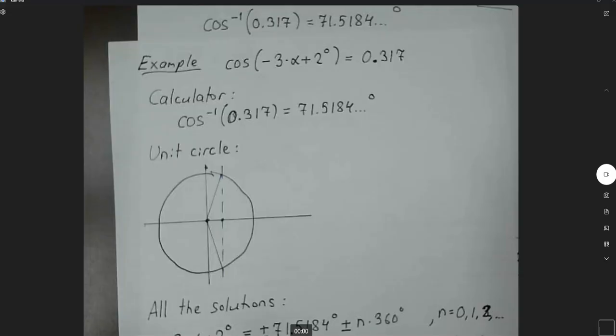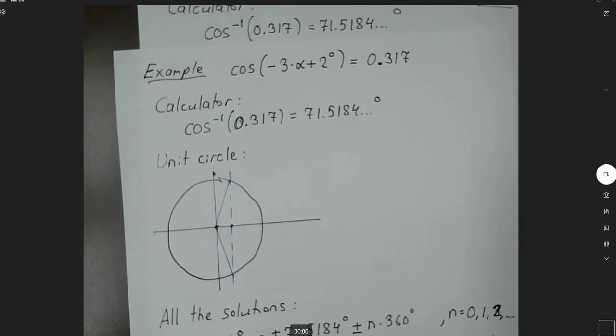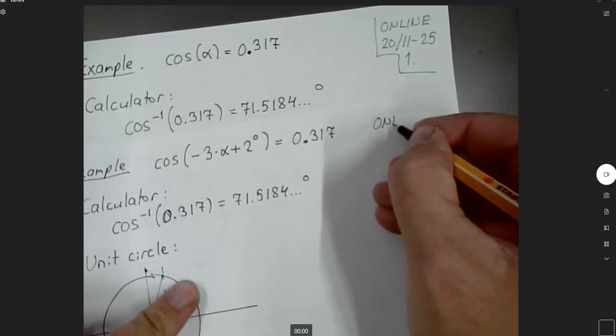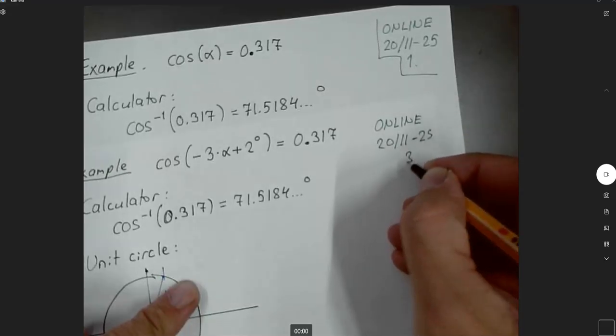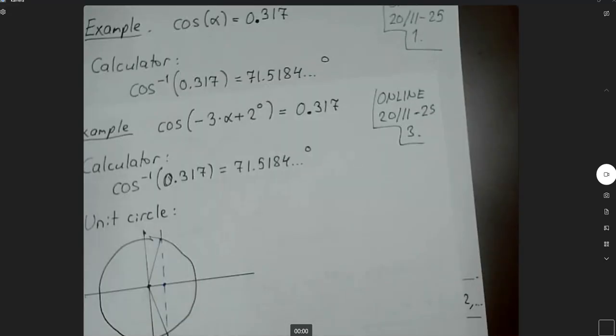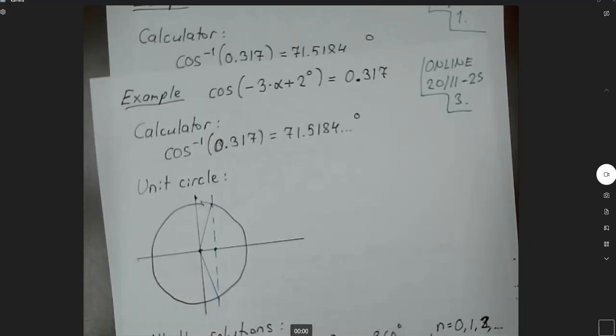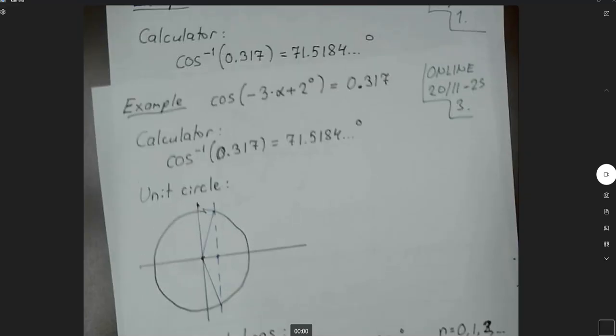Okay, and now I think I will give you some exercises to practice this. I have to number these papers because I forget soon, when I have had these examples, what is the order of these papers. So let's get you some practice problems.